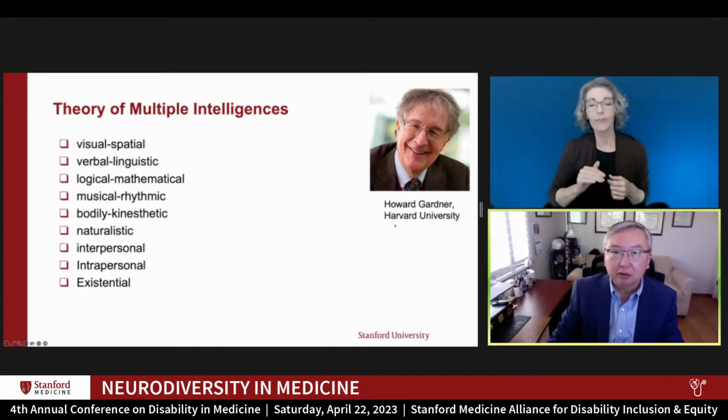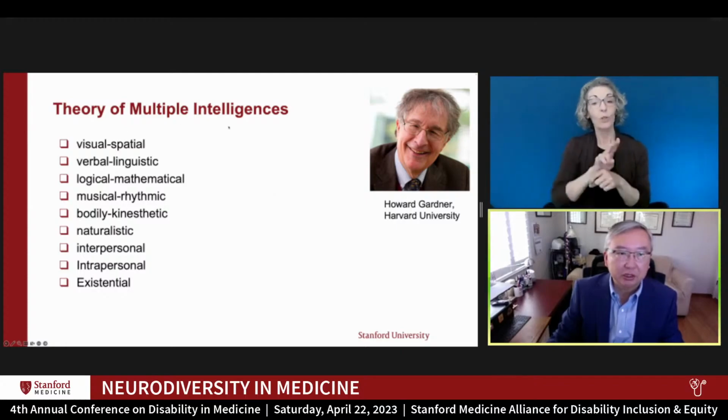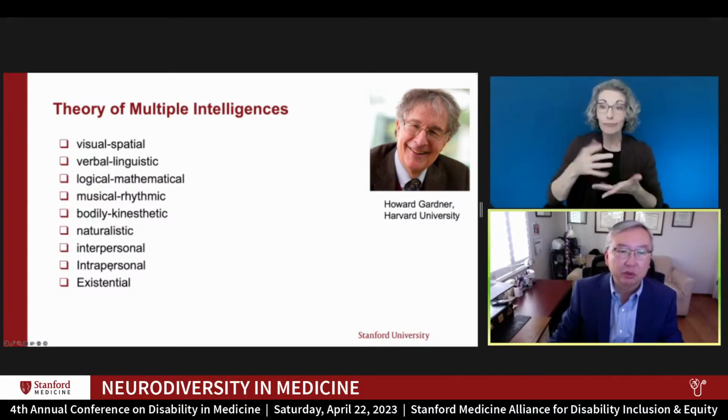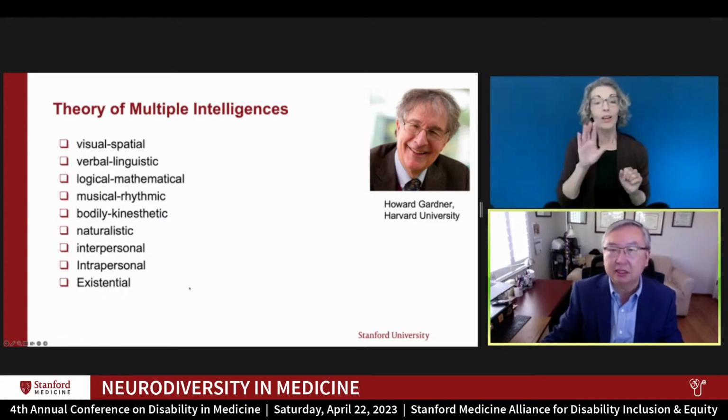So Howard Gardner at Harvard University has used this theory of multiple intelligences in the last few decades to illustrate to us that there are other domains of abilities, such as musical rhythmic, bodily kinesthetic, or athletic. Naturalistic is basically being very good at working with nature. Interpersonal is the ability to relate with other people. Intrapersonal is the ability to understand self. Existential is the ability to understand your own existence, the universe's existence, etc.